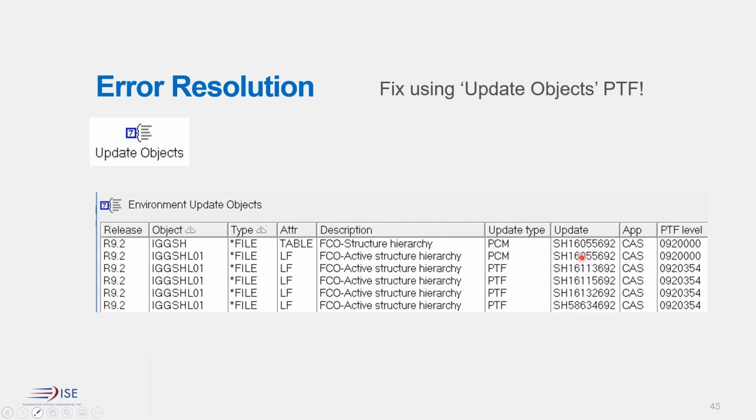And then here are the recommended updates. So again, we're looking for a single PTF. We already know SH16055 doesn't work. We know that SH16113 and 16115 are PTF bundles. And as it turns out, 16132 is also a PTF bundle. So that once again leaves us with this little PTF, SH58634, which of course is the single PTF you would want to apply to update your PUI error.